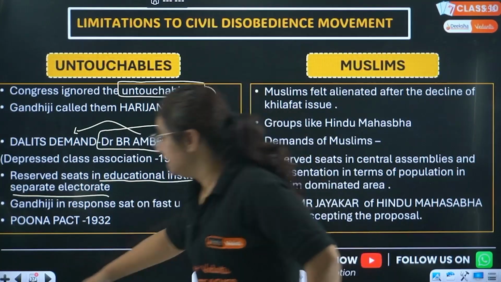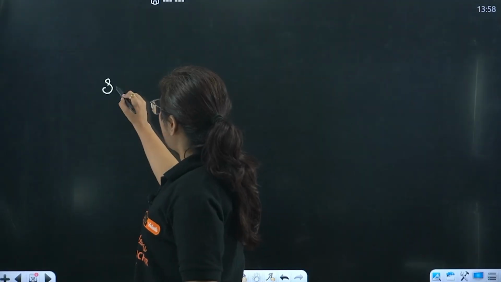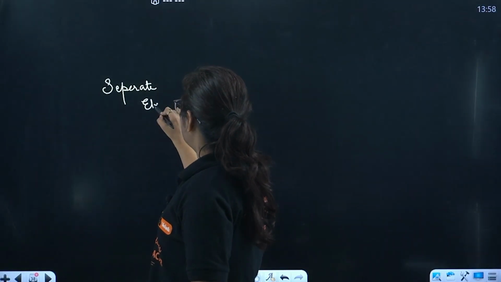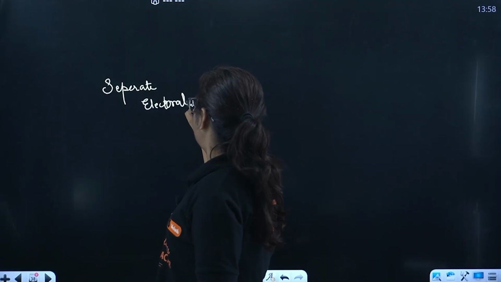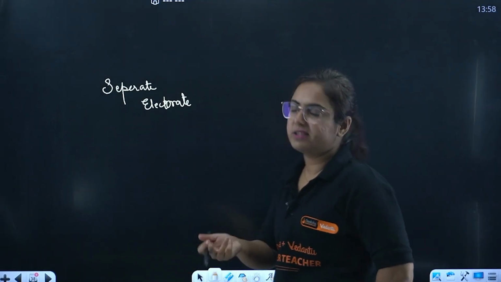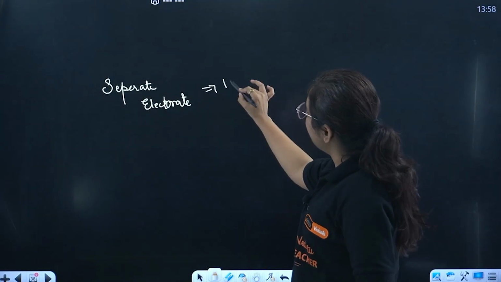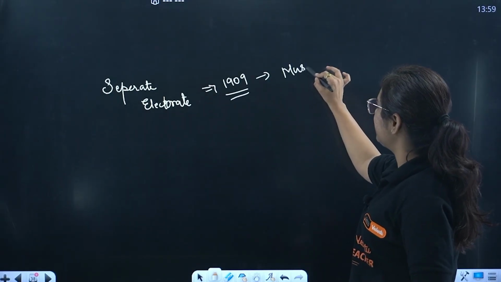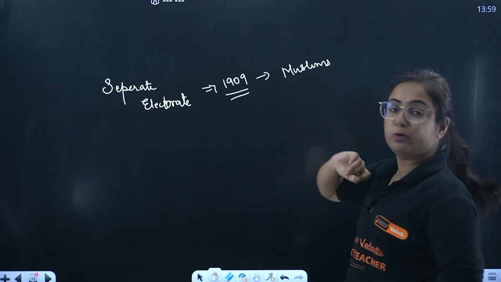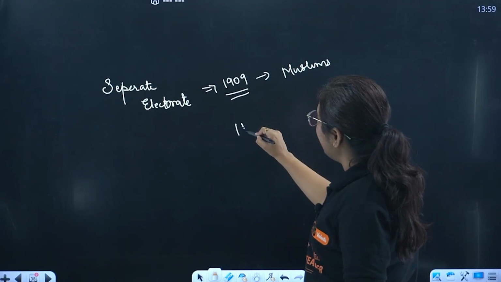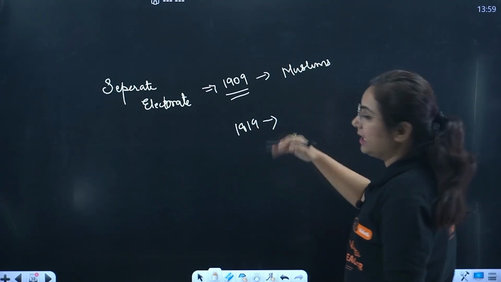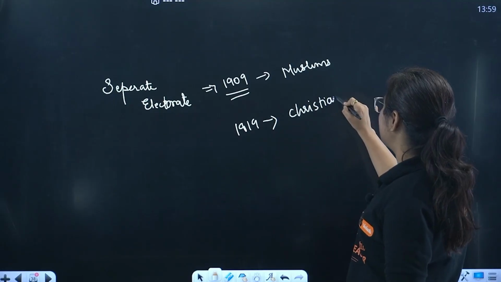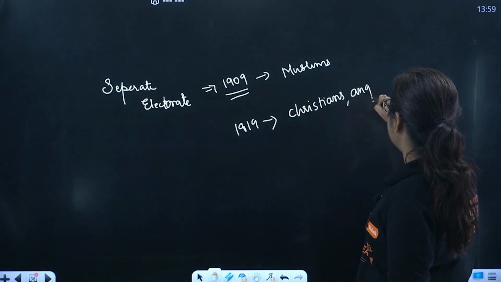So beta, let me tell you this concept of separate electorate. Separate electorate is a brainchild of the Britishers to follow their divide and rule policy, obviously. It was introduced in 1909. First it was for Muslims, that there will be separate electorate for Hindus and Muslims. In 1919 this idea was increased towards Christians, towards Anglo-Indians and more.